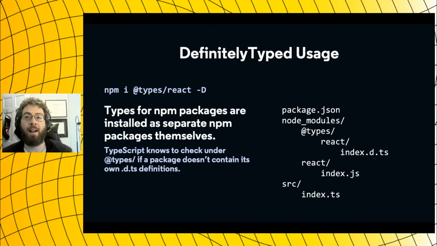So you can install @types, say React, as a development dependency in your app, and then it'll be added under node_modules/@types/ whatever the package name is, say React. TypeScript will know to check under these @types areas if a package doesn't contain its own DTS definitions. For example, Facebook's React does not, but you can still get really good Intellisense for React by including @types/react.